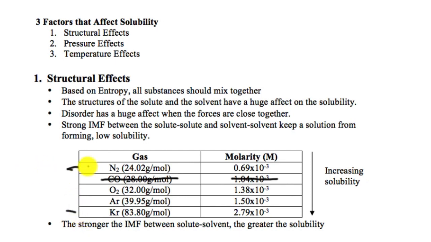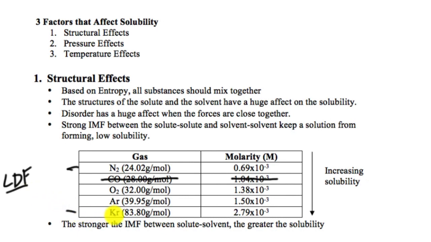As I go down that list, notice that the molar mass increases. As the molar mass increases, I have more protons and more electrons in my substance. So even though krypton is an element and nitrogen is a molecule with two atoms, I still have more electrons in the krypton. And remember, since these are all London dispersion attraction forces in these four particles, the stronger London dispersion force is going to have the highest solubility.